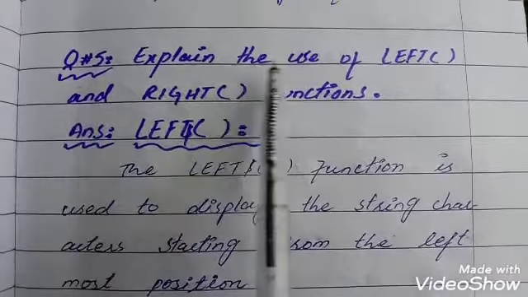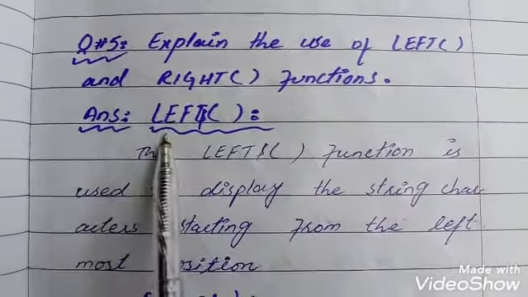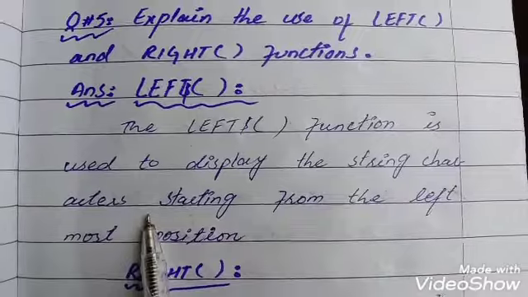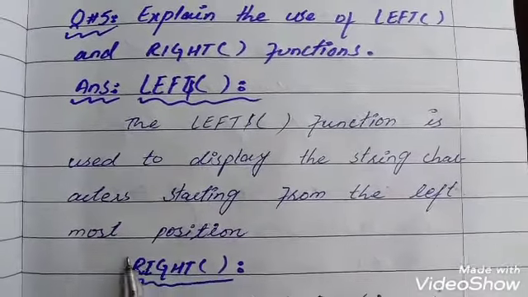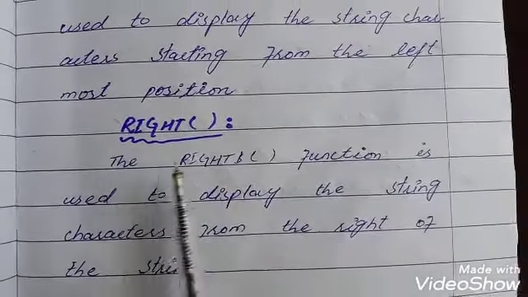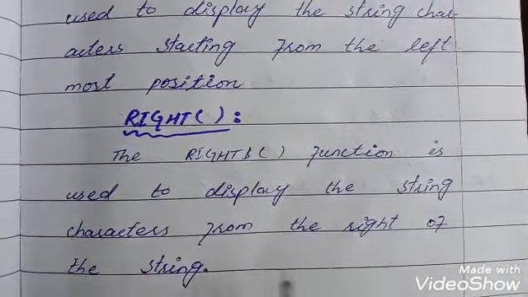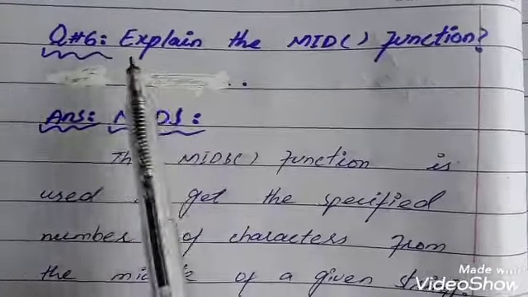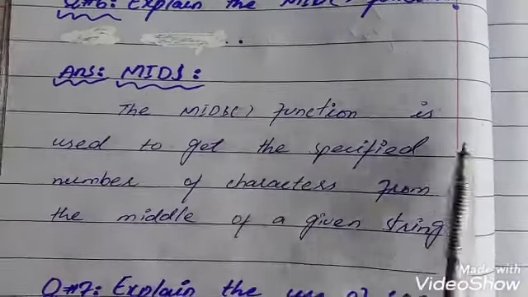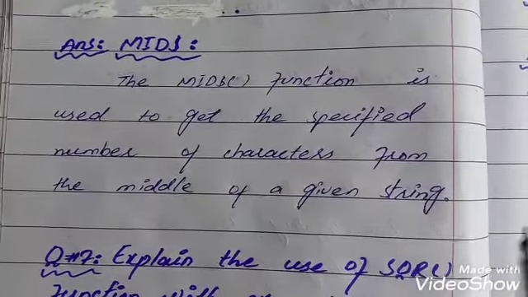Question number 5, explain the use of left function and right function. Answer, left string function. The left string function is used to display the string characters starting from the leftmost position. Right function. The right function is used to display the string characters from the right of the string. Question number 6, explain the mid function. Answer, mid function. The mid function is used to get the specified number of characters from the middle of the string.